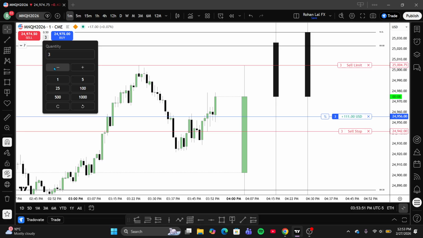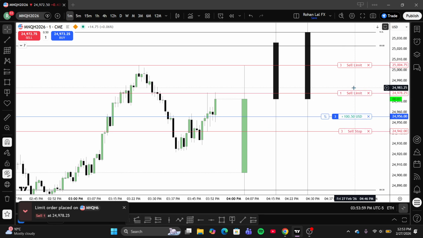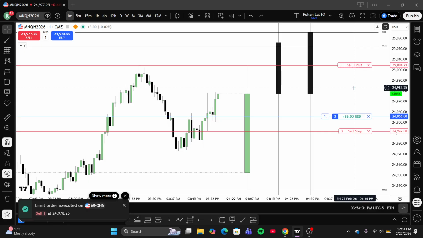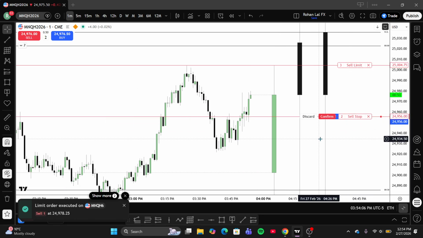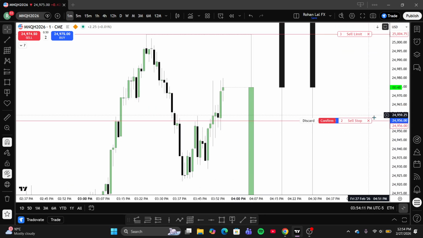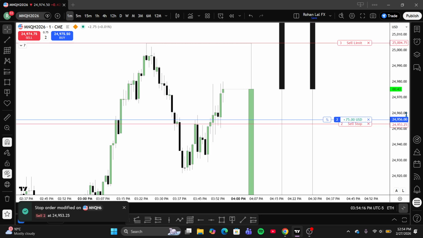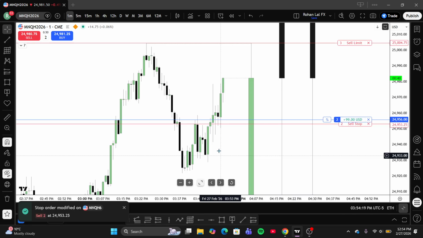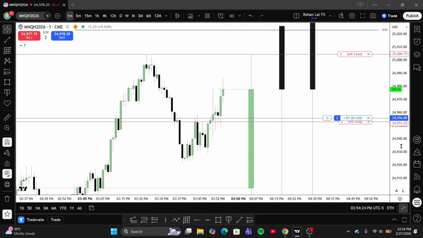I'm going to take a partial above here. Okay, partial hit. Now I move stops to break even. Let's see. Let's see. Beautiful price expansion right now. Let's see if the buy stops want to get purged here.